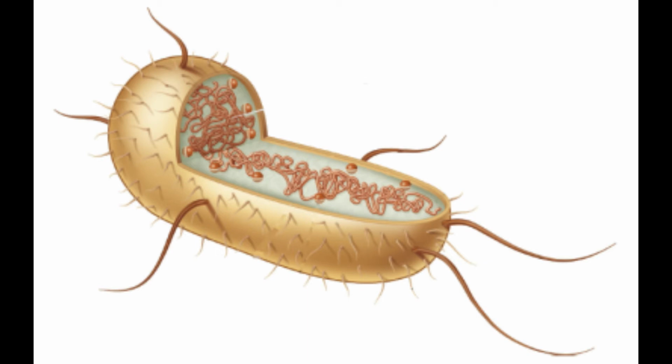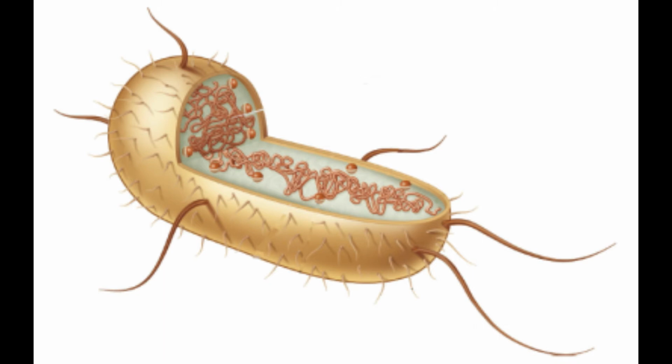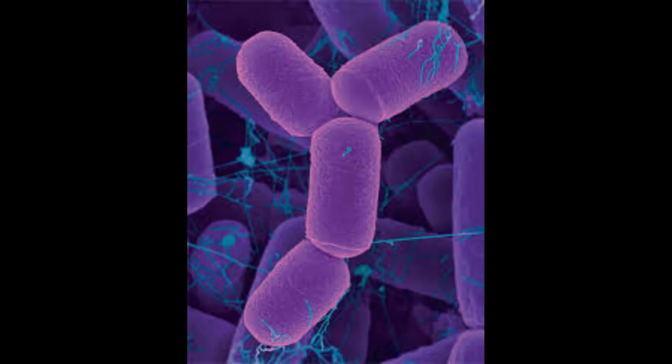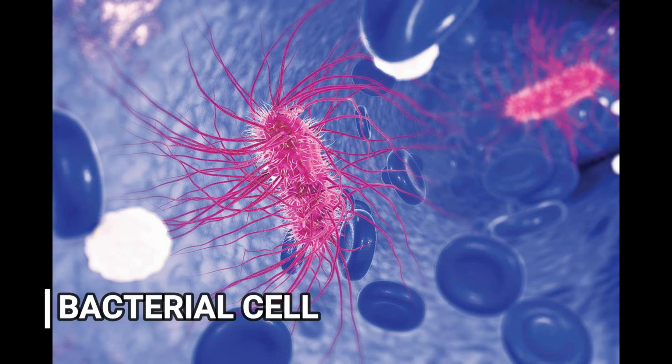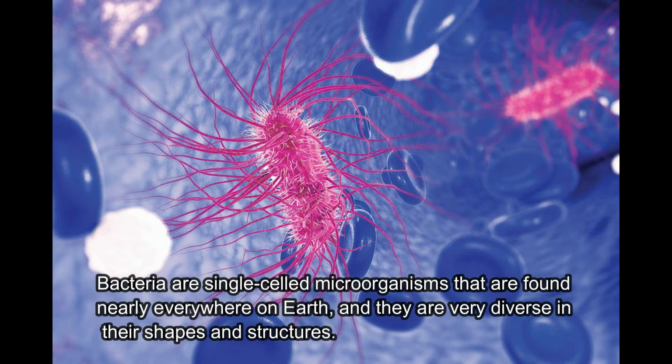And we will go to the examples of prokaryotic cells. Just like I mentioned earlier, the prokaryotic cells are the bacterial cells and archaeal cells. First is the bacteria. What is bacteria? Bacteria are single-celled microorganisms that are found nearly everywhere on Earth, and they are very diverse in their shapes and structures.